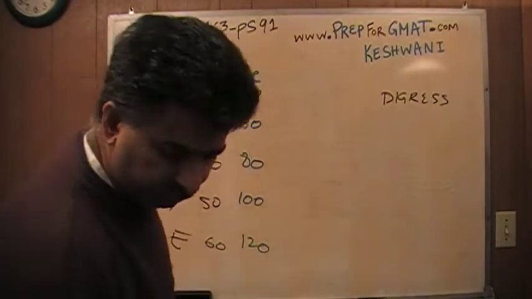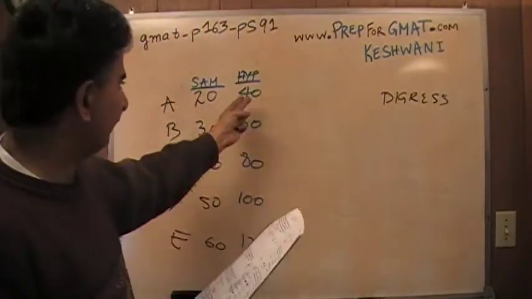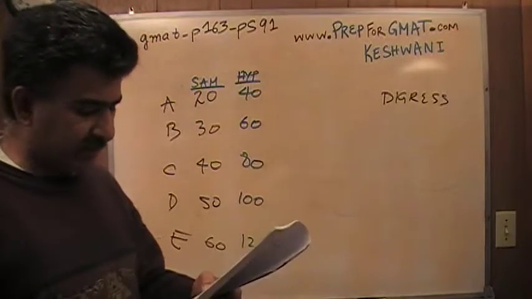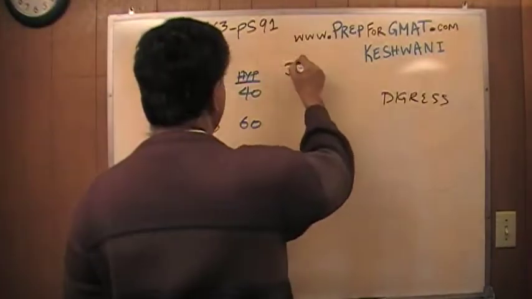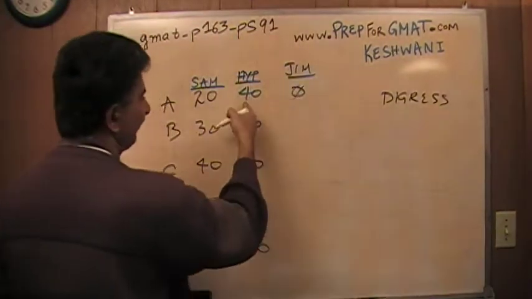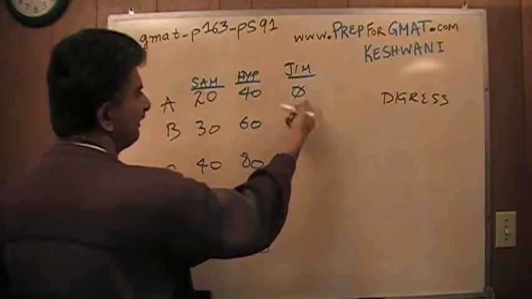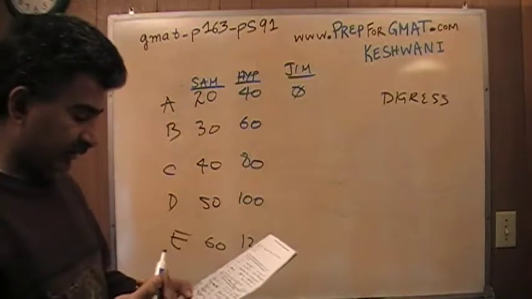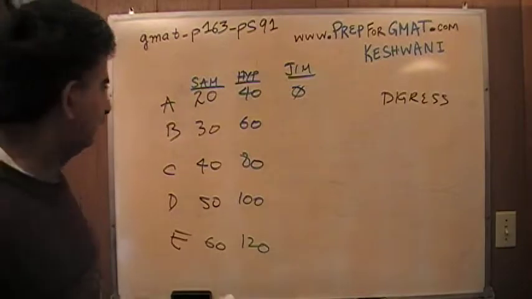And then the question goes on to say that if he were twice as old, he would have been 40 years younger than Jim. So here, let's put down Jim's age. If this guy would have been 40 years younger than Jim, then if this were true, Jim would be 0, which means Jim is not even born yet. And we are told that Jim is 10 years younger than Sam, so obviously Jim exists.